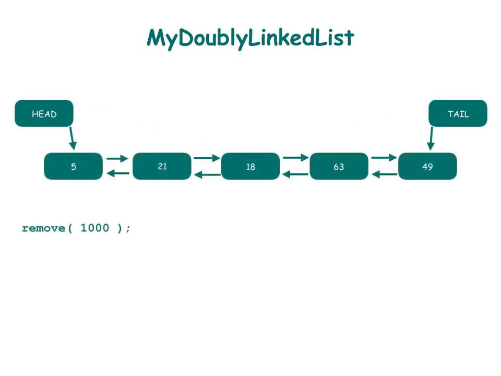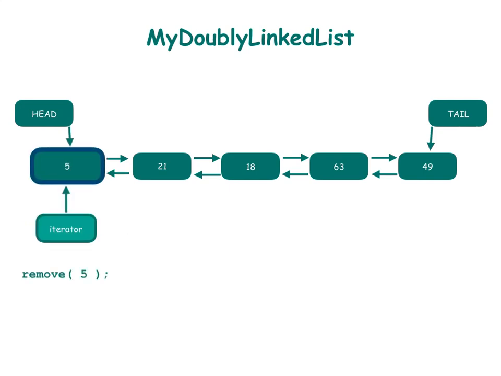The other case is when our list is not empty, but the number that we're looking for is not in that list. In that case, remove will iterate through the entire list, not find it, and then simply terminate without having done anything to the list.